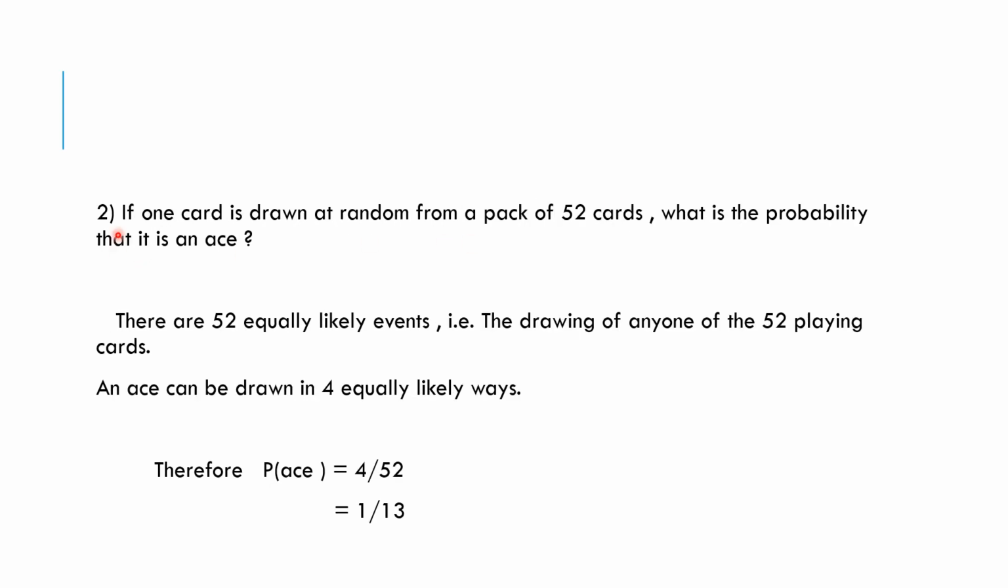Let's have a look at another question. If one card is drawn at random from a pack of 52 cards, what is the probability that it is an ace? There are 52 equally likely events, that is, the drawing of any one of the 52 playing cards. An ace can be drawn in 4 equally likely ways. Therefore, the probability that an ace is drawn is 4 over 52 or 1 over 13.